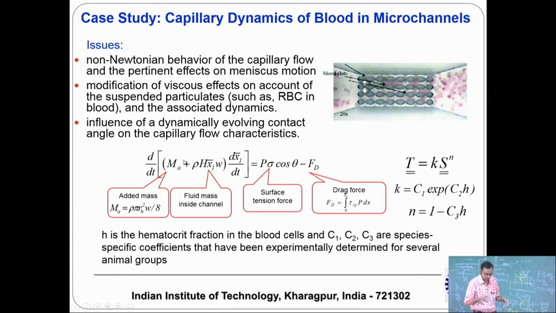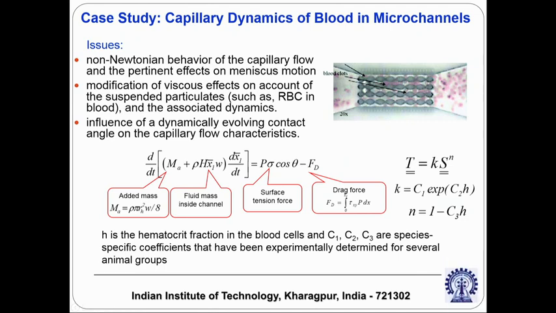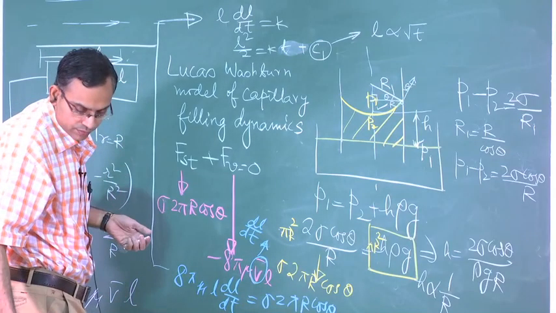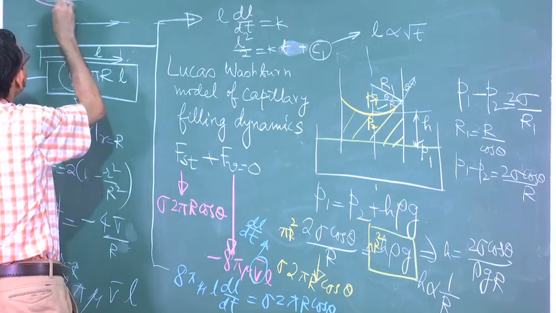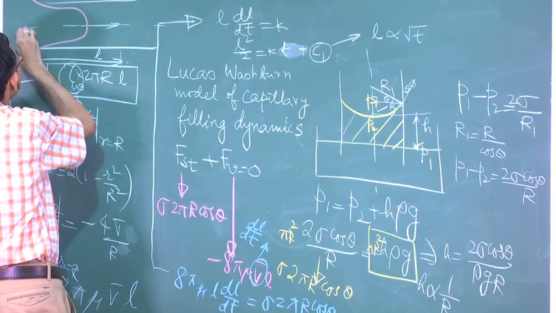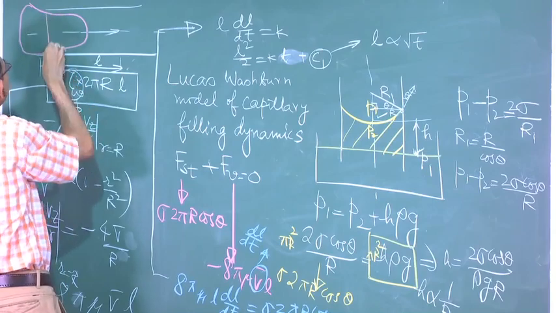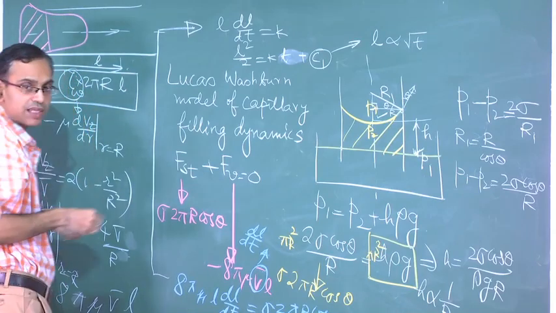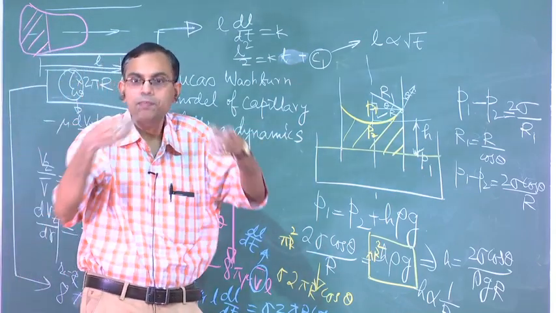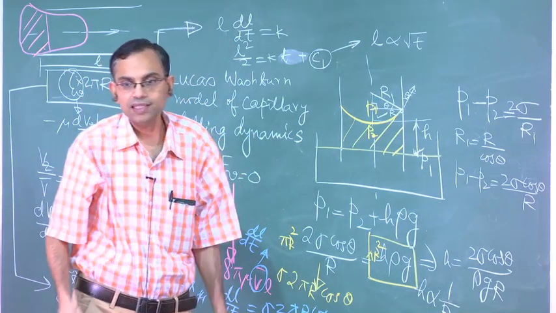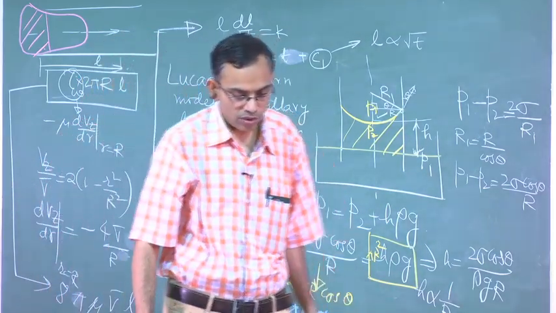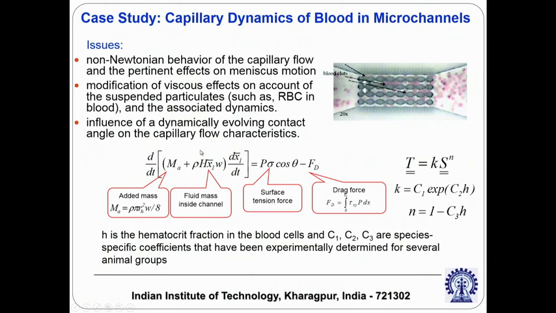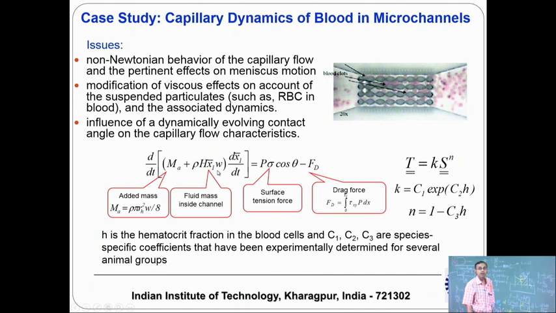Added mass is, for example, if you consider that this is a capillary and some fluid is entering into it, this additional mass which is outside the capillary but an integral part of the system is called added mass. On top of the added mass you have the mass within the capillary. So this total mass, d/dt of mv, is the resultant force.